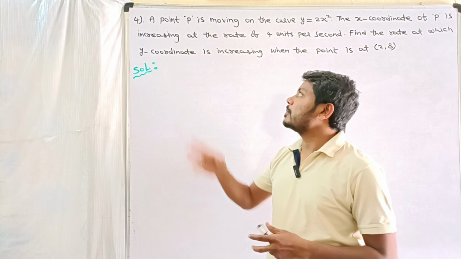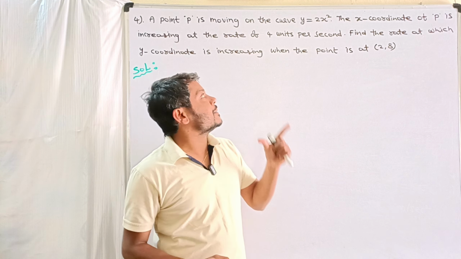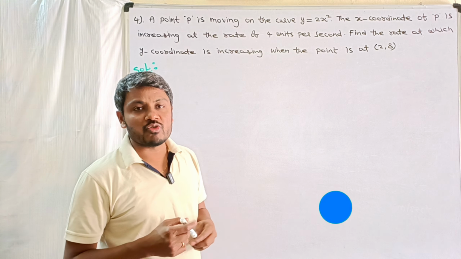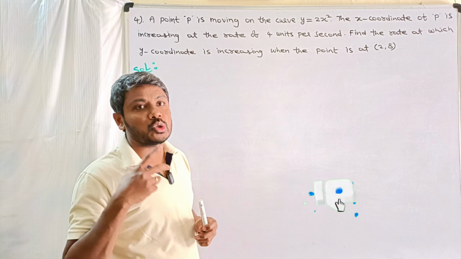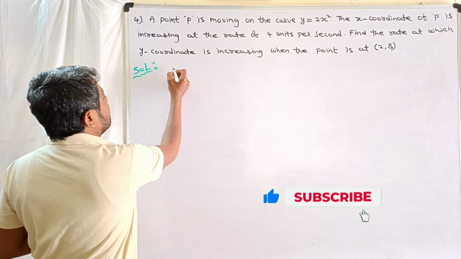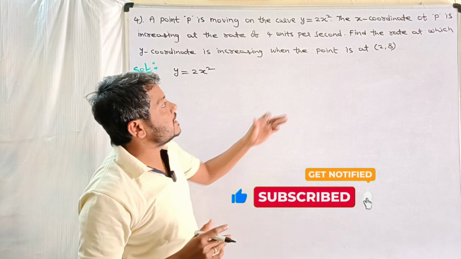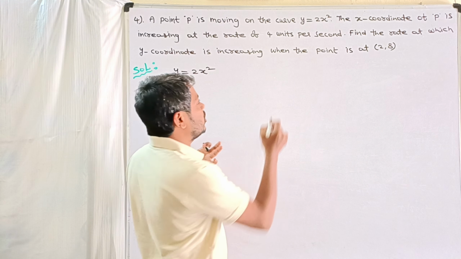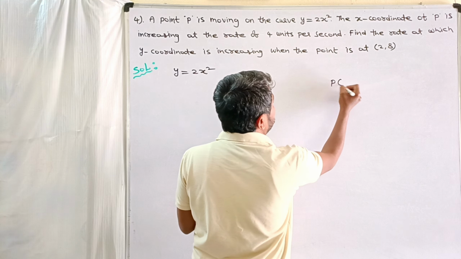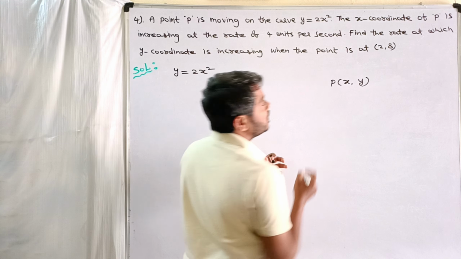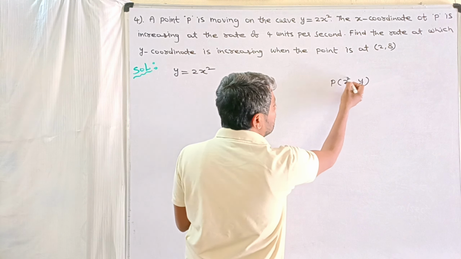See the question number 4. A point P is moving on the curve. So what is the given curve? y is equal to 2x square. Given curve is y is equal to 2x square. The x coordinate of P. We know that point P is what? x comma y. What is the x coordinate of P? x.